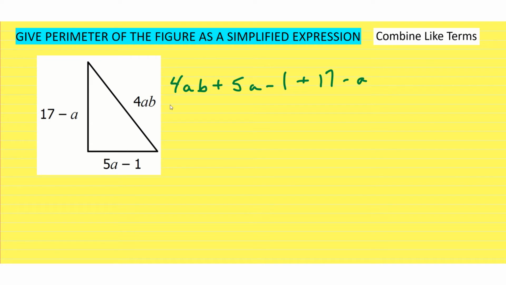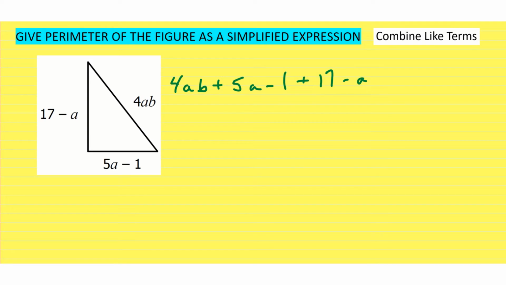So again, I've got three terms. This term represents a value. This term represents a value. This term represents a value. And when I add them all up, it will tell me what the perimeter is. Okay, so let's go ahead and start doing this.